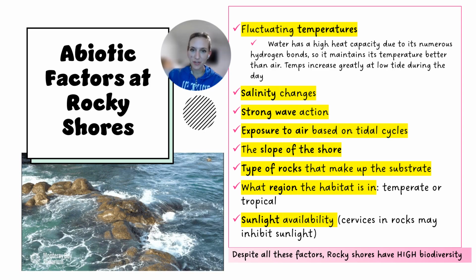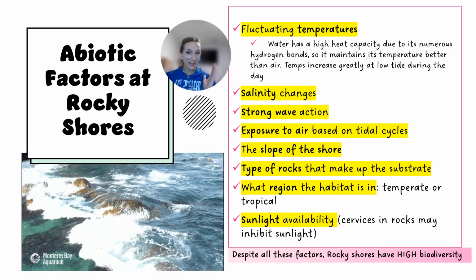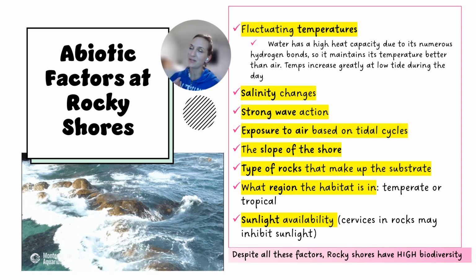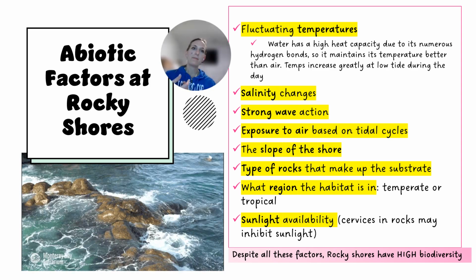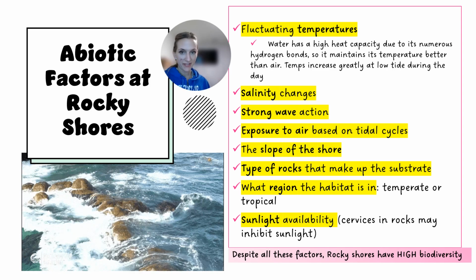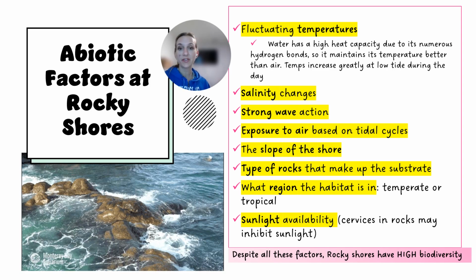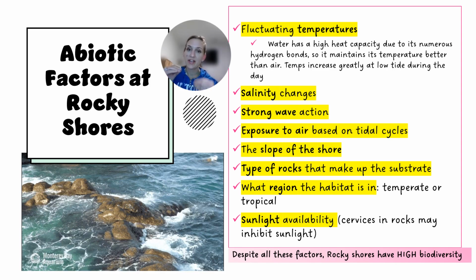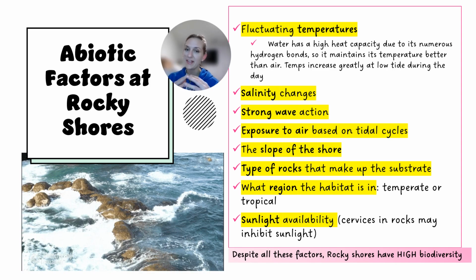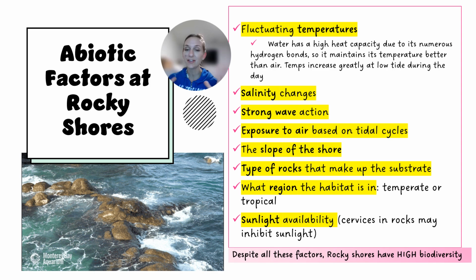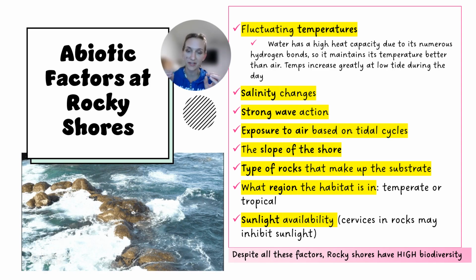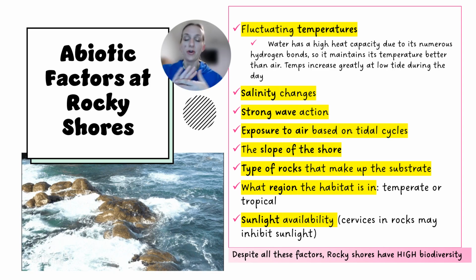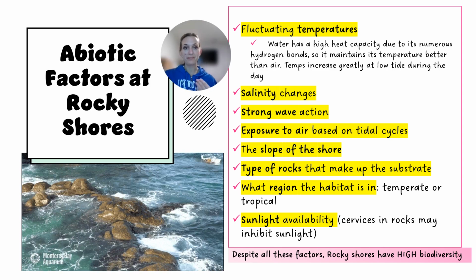Abiotic factors at the rocky shore. There's a handful of them. So one is going to be fluctuating temperatures. This is pretty similar to the sandy shore. But remember, water has a high heat capacity. There's much more water at the shoreline than there is at the sandy shore. Water has a high heat capacity, so it can hold on to temperature really well, and that's because of all of its hydrogen bonds. There are so many hydrogen bonds, and those bonds can hang on to the thermal energy. So it's going to maintain its temperature really well.